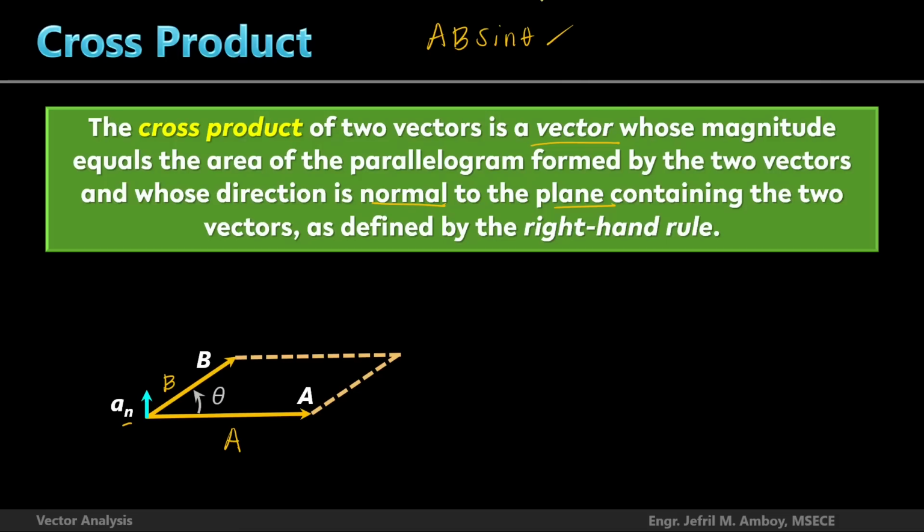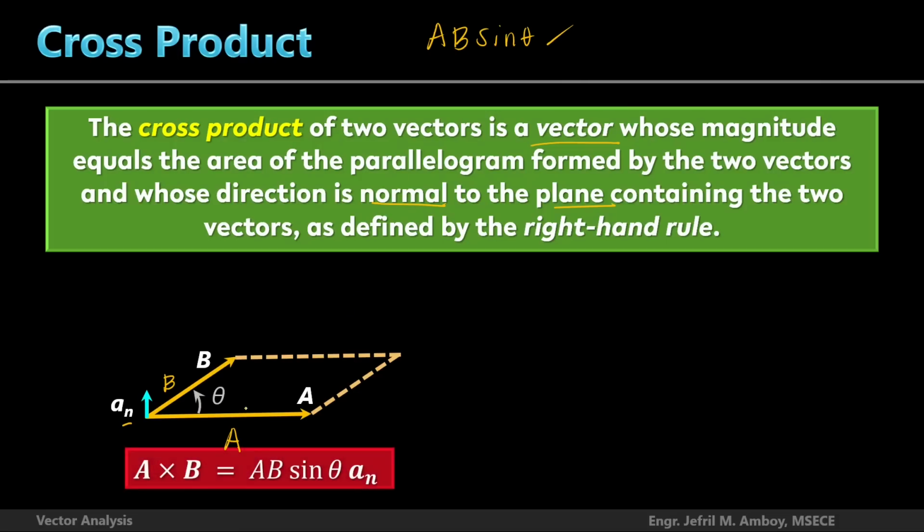Okay, so now let's write down the cross product A cross B. A cross B is equal to AB sine theta multiplied by a unit vector AN. So again, this cross product is a vector product. Sometimes it's also called the outer product in some references. Now, how does the vector A cross B look like? Okay, this is vector A cross B. And the direction of this cross product, of course, is this AN.